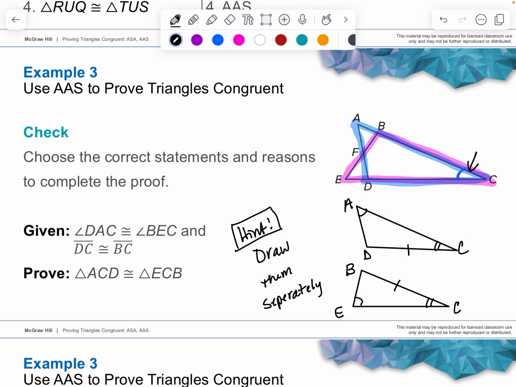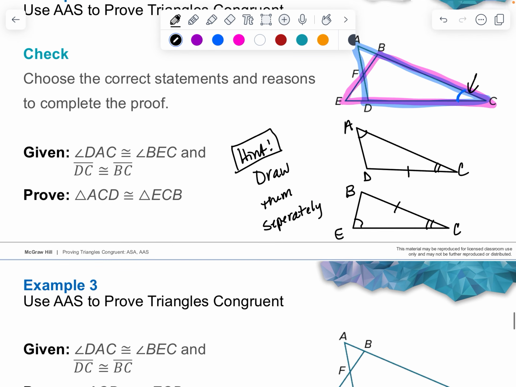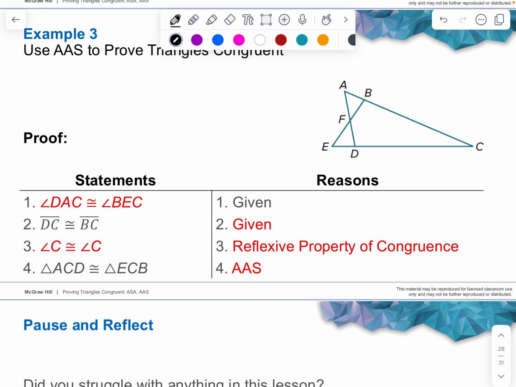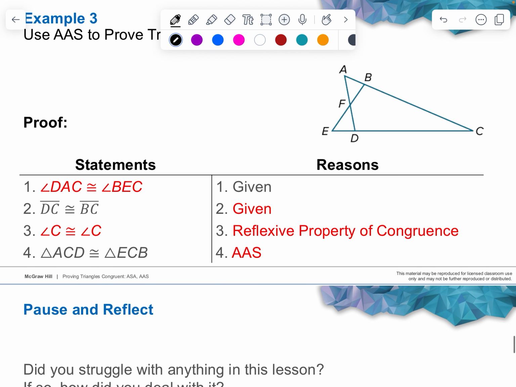All right, go ahead and pause me, write out your proof. All right, and did you get those answers? I hope so.